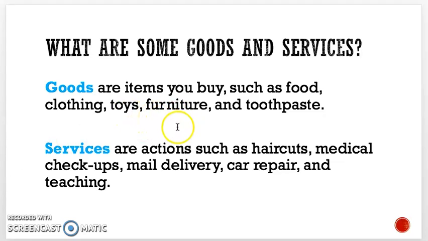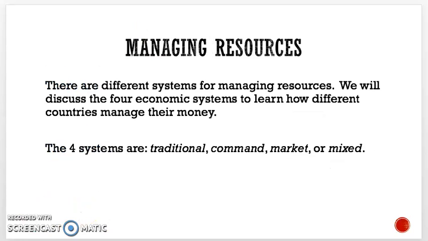Goods are items you can buy, such as food, clothing, toys, furniture, toothpaste, anything you could just go out and tangibly purchase. Services are actions such as haircutters, medical checkups, doctors, dentists, mail delivery, car repair, teaching. They're providing the community with a service. I'm also going to attach to this lesson in a link a BrainPOP video that you can watch about it just for fun if you would like to learn more about goods and services.